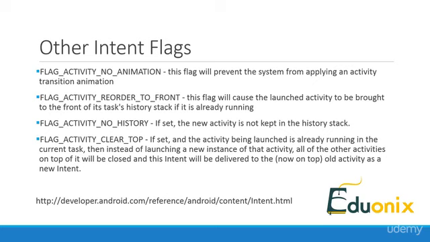Some of them include FLAG_ACTIVITY_NO_ANIMATION. This flag will prevent the system from applying an activity transition animation. FLAG_ACTIVITY_REORDER_TO_FRONT. This flag will cause a launched activity to be brought to the front of its task history stack if it is already running. FLAG_ACTIVITY_NO_HISTORY. If set, the new activity is not kept in the history stack. FLAG_ACTIVITY_CLEAR_TOP. If set, and the activity being launched is already running in the current task, then instead of launching a new instance of the activity, all the other activities on top of it will be closed, and this intent will be delivered to the now on top, old activity as a new intent.